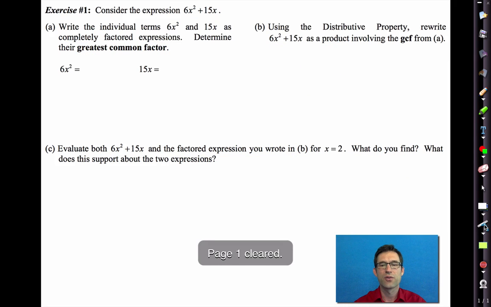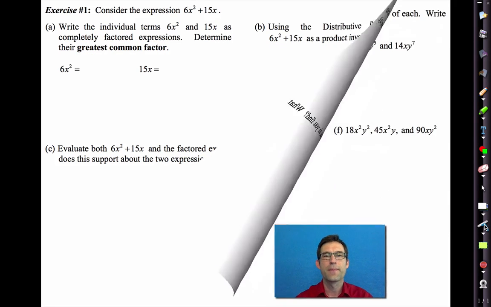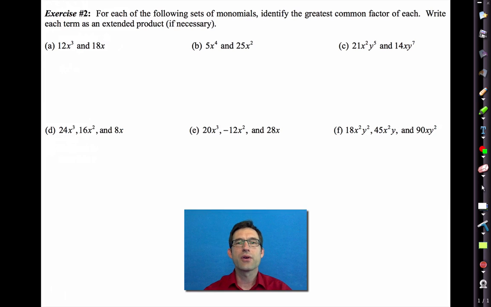Great. Let's keep going. One of the things you're going to have to be able to do is identify these greatest common factors for monomials. In these problems, what we want to do is identify the greatest common factor for each one of these, and then write out each term as an extended product if necessary. I'm going to do a couple of these, writing out extended products, and then we'll start talking about ways that you can think about GCFs that don't require you to write them out. But you can always write them out.